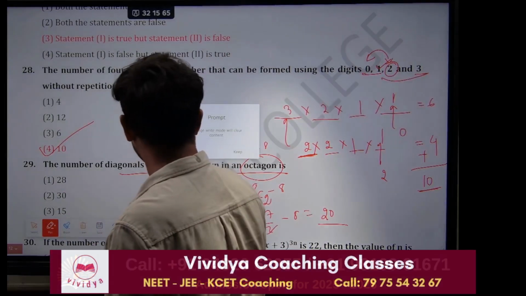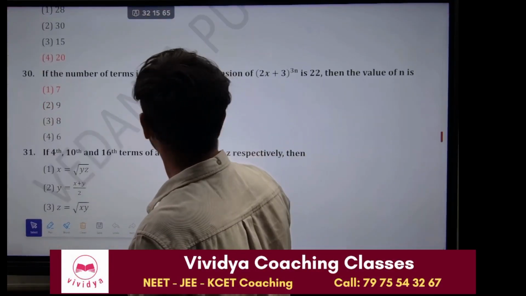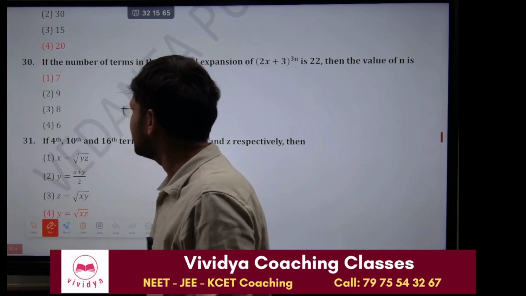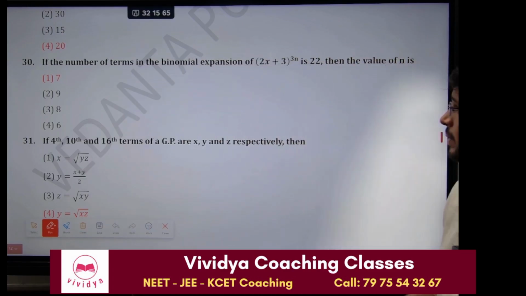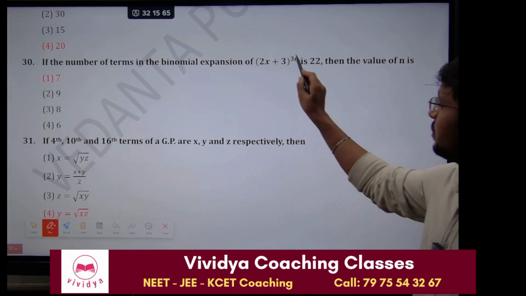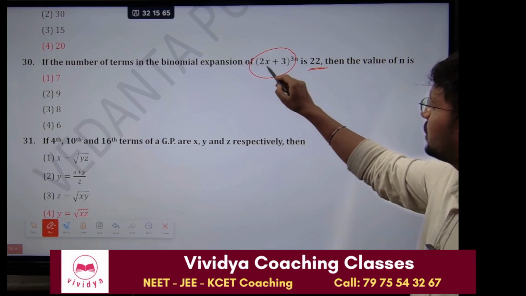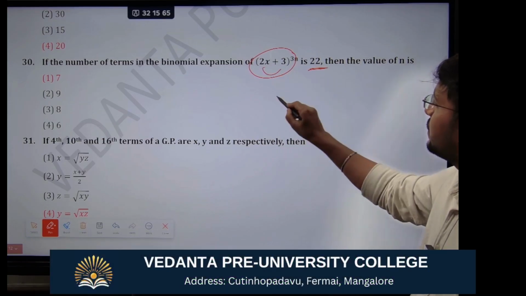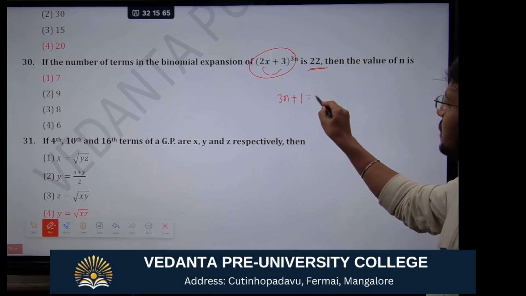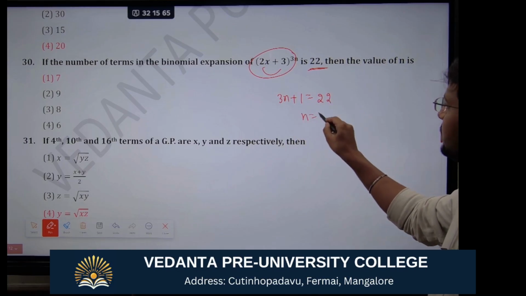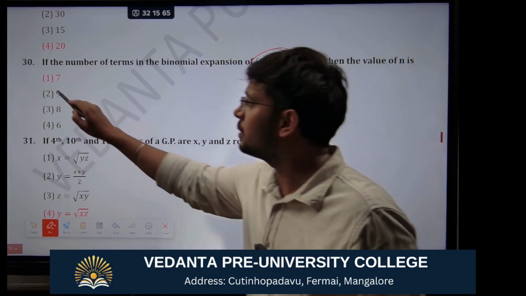So all are formula based questions. Again, see, a very easy question. What is given? The total number of terms in the binomial expansion is 2. We know that the total number of terms in a binomial will be nothing but the total power plus 1. So if you substitute, n will come out to 7. Option number 1.